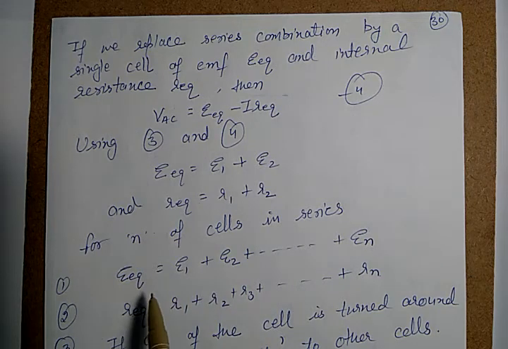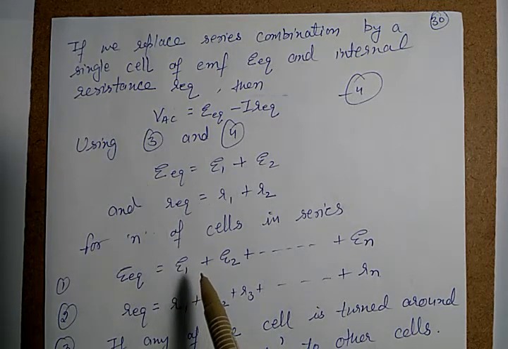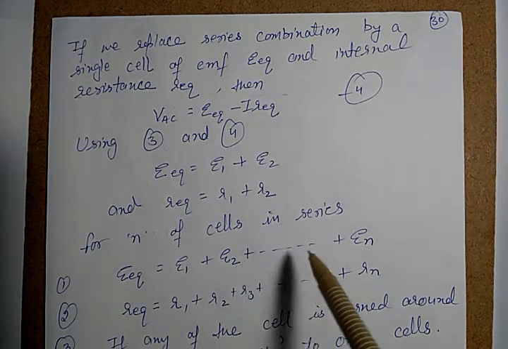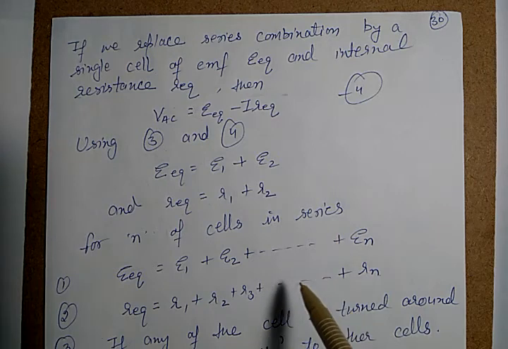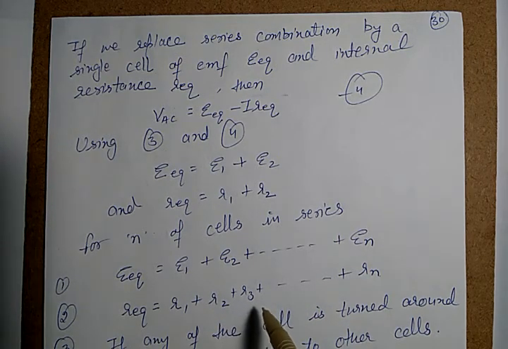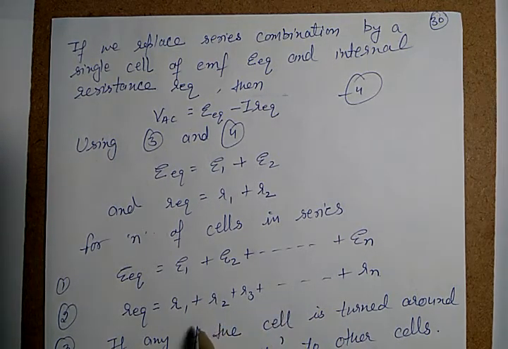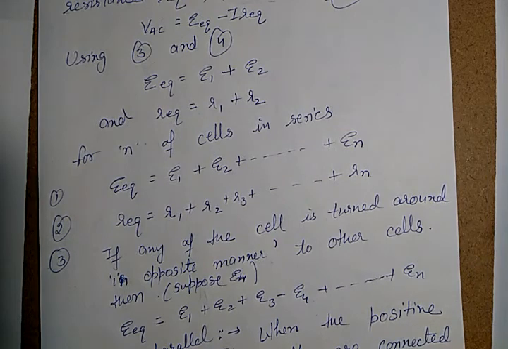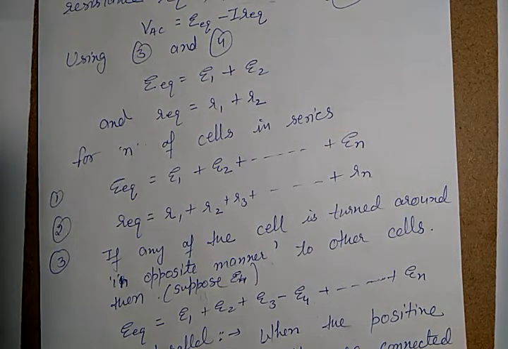And now in a similar manner, if we consider n number of cells connected in series, in that case E equivalent for the n cells will be E1 plus E2 plus E3 and so on till En. And similarly, the internal resistance of the resultant cell will be R1 plus R2 plus R3 and so on till Rn.